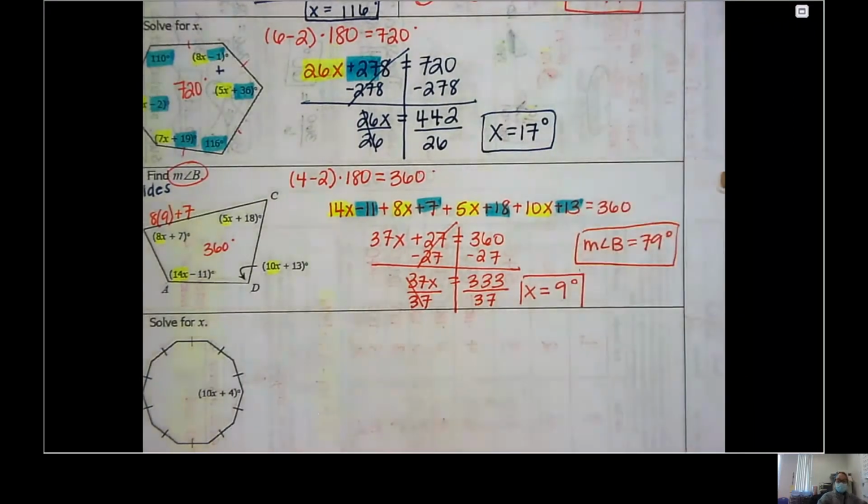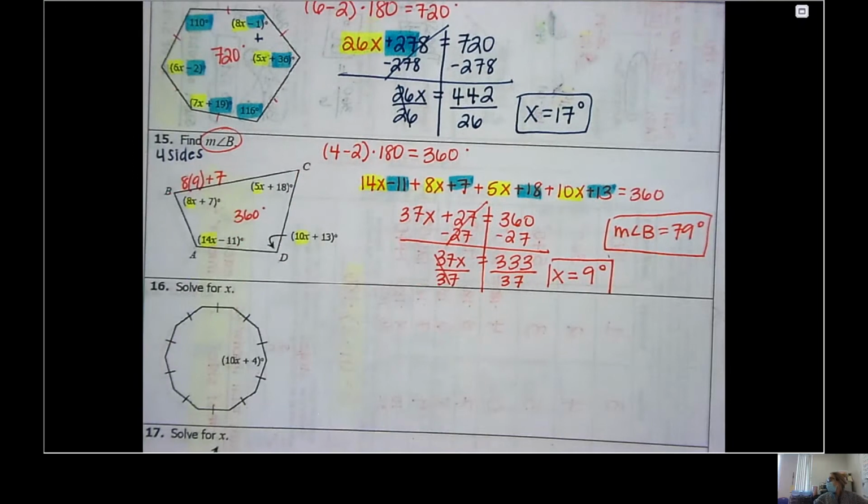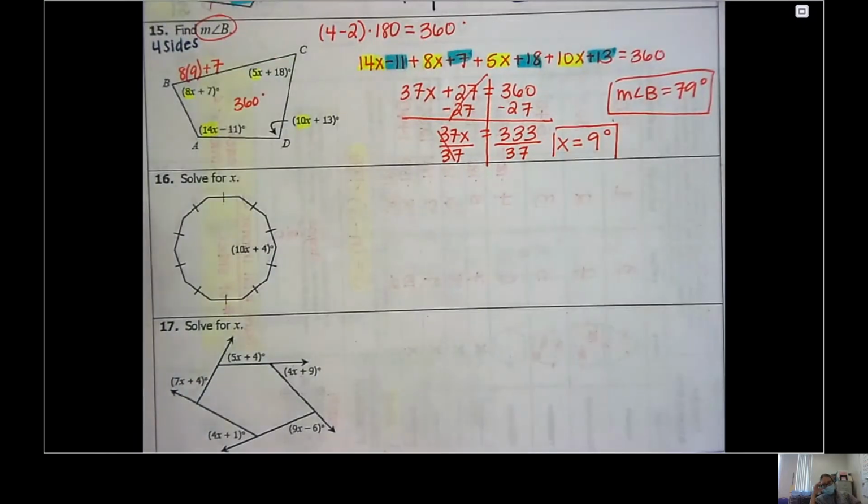So make sure you're reading the question, because if you did all that work and you didn't solve for angle B, guess what? It would be marked wrong. You did all that work for nothing. So make sure you read the question. All right. Last two. 16's gonna be quick.